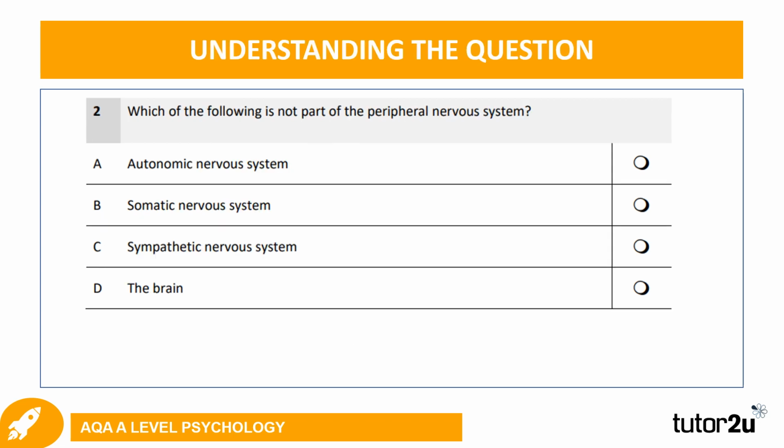Okay, so question number 2. Which of the following is not part of the peripheral nervous system? Is it A, the autonomic nervous system, B, the somatic nervous system, C, the sympathetic nervous system, or D, the brain? So again, a couple of seconds, just write down the letter of the one which you think is not part of the peripheral nervous system.